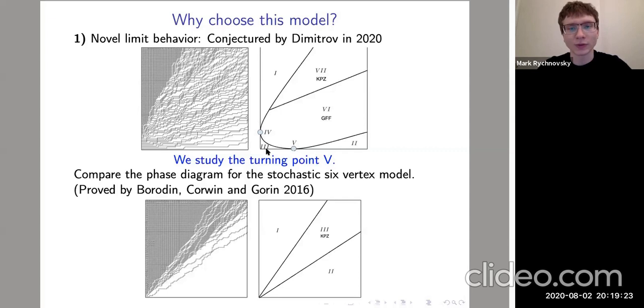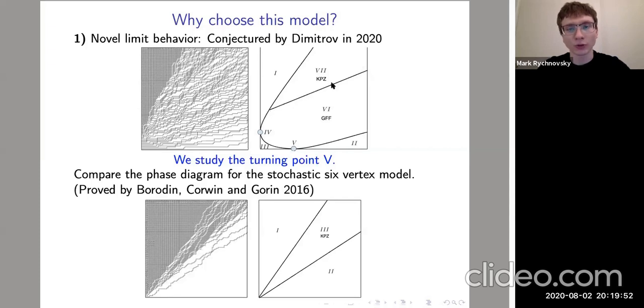We can see we have 3 regions, 1, 2, and 3, that are frozen, which simply means that only one type of vertex occurs with very high probability. Here it's crosses in region 1. In region 2, it's empty vertices. In region 3, it's horizontal vertices. And we have 2 other regions. One has GFF type fluctuations, and one has KPZ type fluctuations.